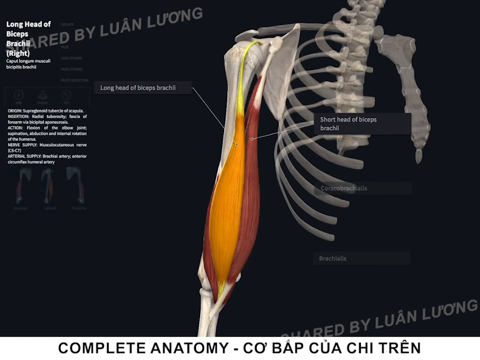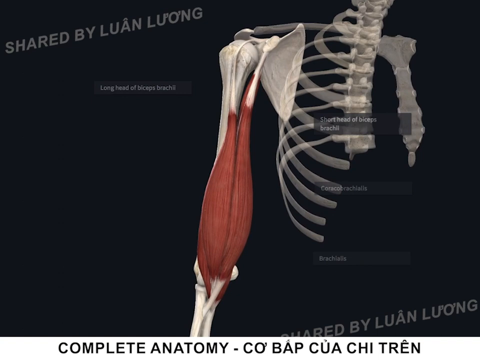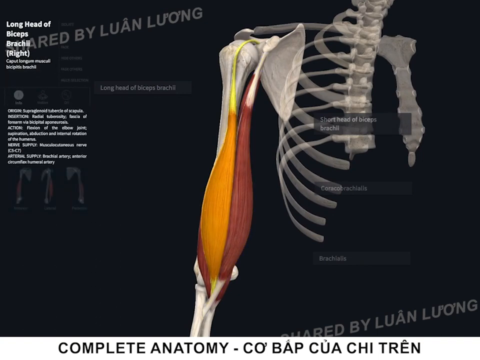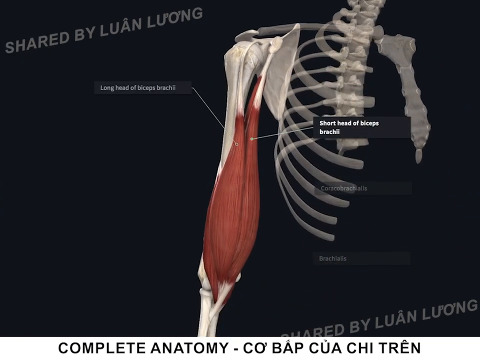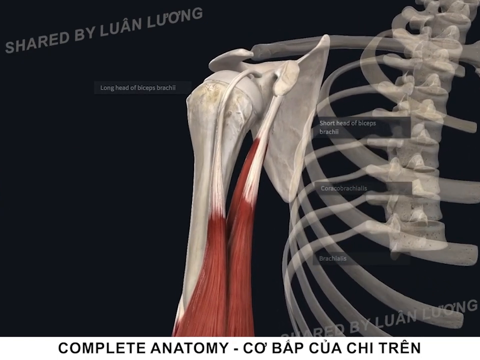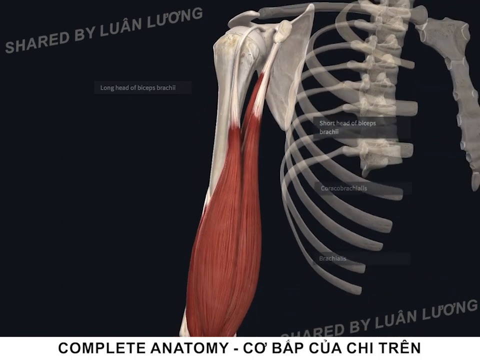Biceps actually means 2 heads or 2 bellies. So this muscle, the biceps brachii, is a 2-headed muscle of the arm. The long and the short refer to the length of the tendon. So as we come more superiorly here and we look at the shoulder, we can see that one of these tendons has a much longer route than the other. The long head of the biceps is a much longer tendon than the short head of the biceps, and that's where their names come from.